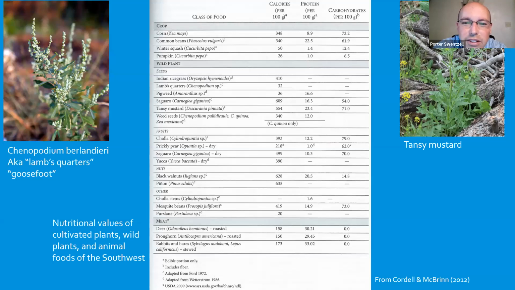And then we go down into the fruits. Of course, saguaro, which doesn't grow in this area, has tons of calories, right? Well, you can see yucca has a lot. Pinon, 635 calories per 100 grams, right? So there are some plants that grow in this area that are loaded with calories, right?